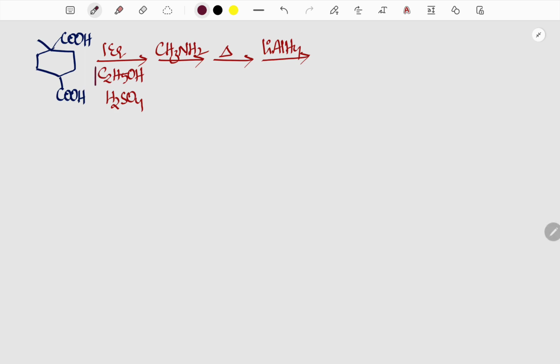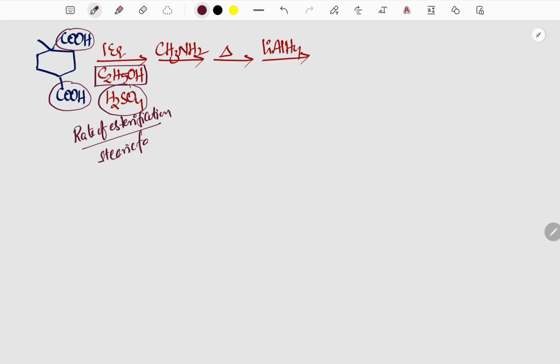Carboxylic acid treated with ethanol in the presence of H2SO4. So this is a carboxylic acid and this is also a carboxylic acid, and we know that the rate of esterification also depends on steric factor. That's why alcohol reacts with the less sterically crowded acid. Therefore, the first compound is simply the carboxylic ester.